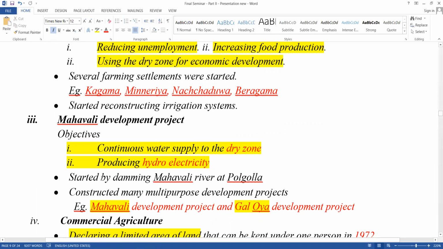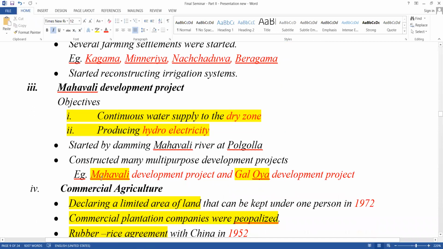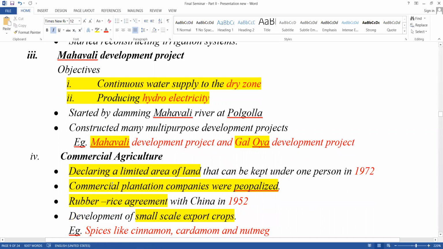Commercial agriculture: declaring a limited area for land in 1972. That means they limited the amount of land that one person could hold. Because of that, landless farmers had the ability of getting some land. Commercial plantation companies were nationalized. The Rubber-Rice agreement: according to this agreement, we agreed to send our rubber to China, and they sent their rice to Sri Lanka. This was for 30 years.